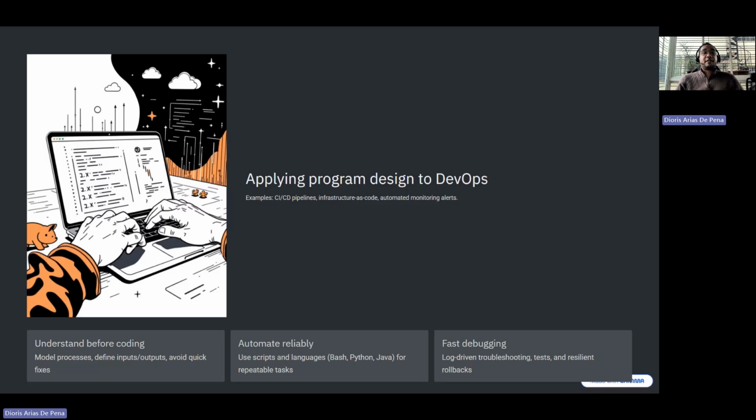Another key point is debugging. Debugging means finding and fixing errors. In DevOps, this is very useful because sometimes a script fails, a deployment can have a problem, or a service stops working correctly. So, in those situations, I need to identify the cause and solve it quickly. So, this topic helps me become more prepared for real technical situations.